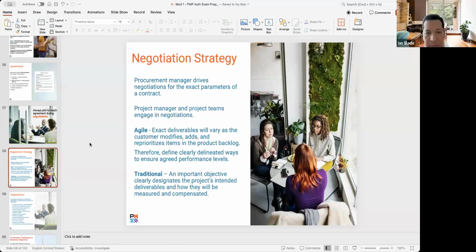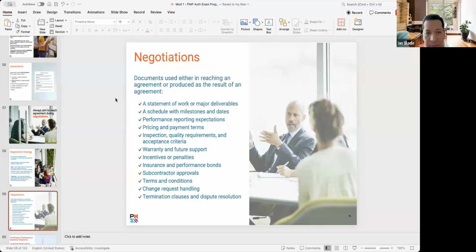In negotiations, these are some of the documents used in the different agreements: statement of work, schedules with milestones and dates, performance, how we're going to measure that, pricing and payment. For those of you who work with contracts regularly, these are very common. For those of you who don't, this might be new, but don't worry, as we go through the 10 weeks, this will be very familiar to you, okay? All right, and I have a few more slides before we end for the day.